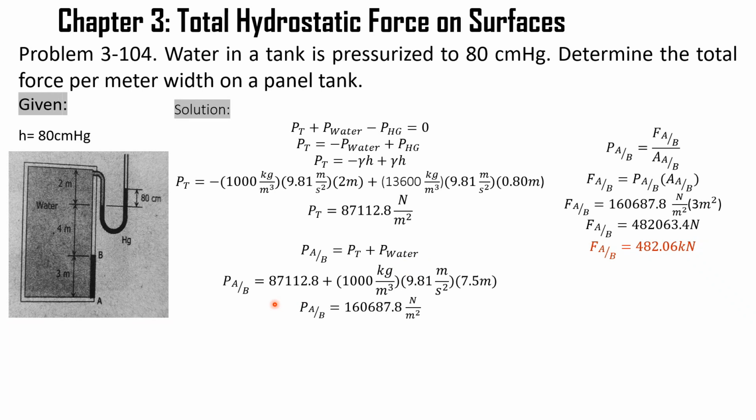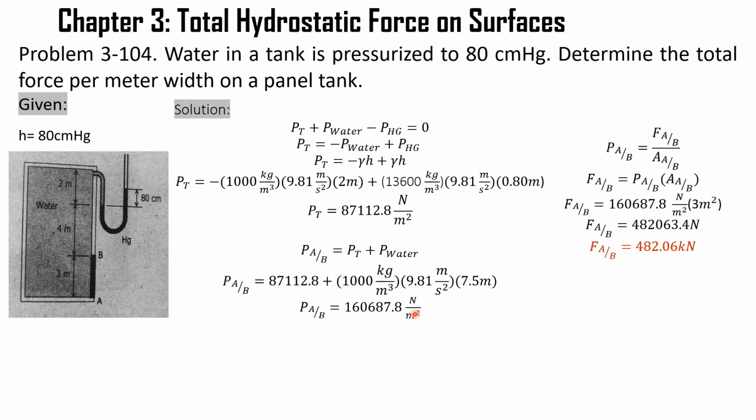So we will now substitute our given in our equation, then we will have PA over B is equals to 87,112.8, which is the value of pressure tank, plus density of water, which is 1000 kg per meter cube, times the gravity, which is 9.81 meter per second squared, times the height between the center of the gate to the top of the tank, which is 7.5 meter. Then we will have now the pressure acting on gate A and B is equals to 160,687.8 Newton per meter squared.